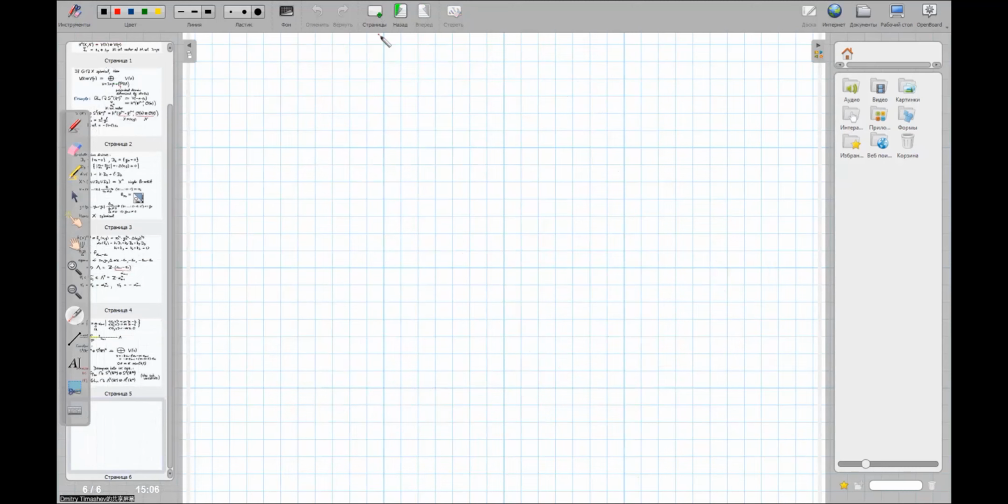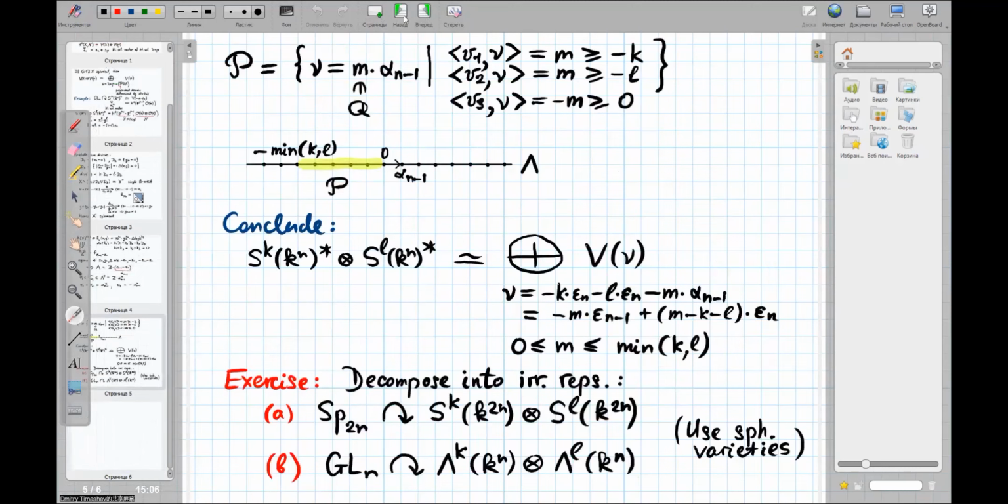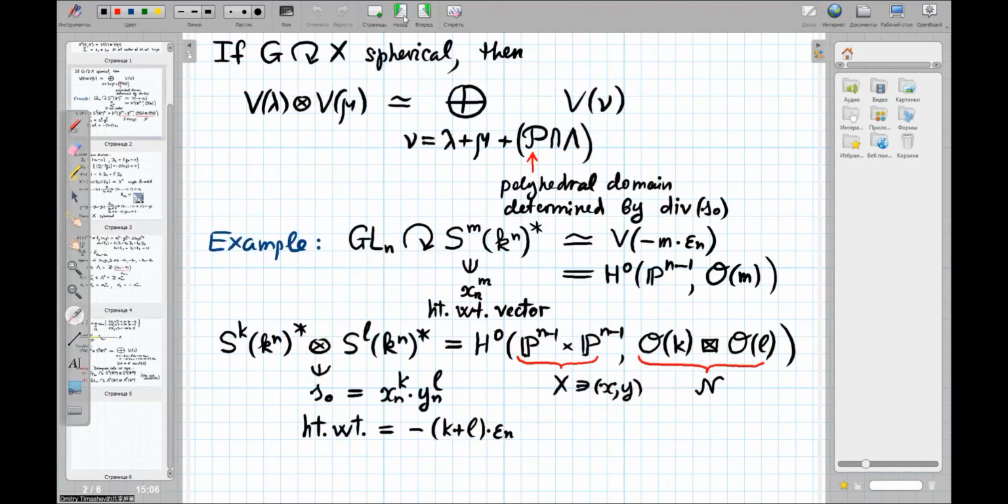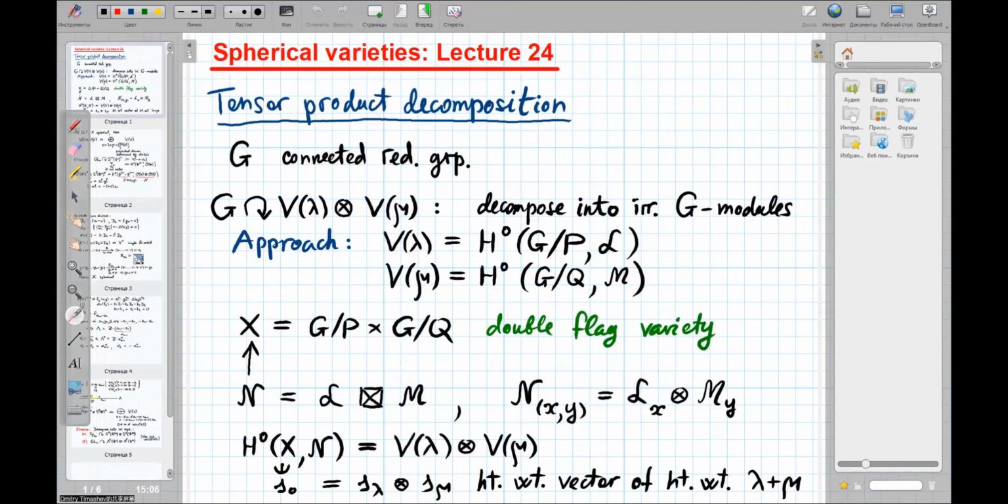Well, I want to ask something about the polyhedron region. In this example, the polyhedron region is bounded. Do we have it always bounded? We have it always bounded if the variety X is complete. For instance, the double flag variety is complete, and therefore it is bounded, because on a complete variety, the space of sections of any line bundle is finite dimensional.